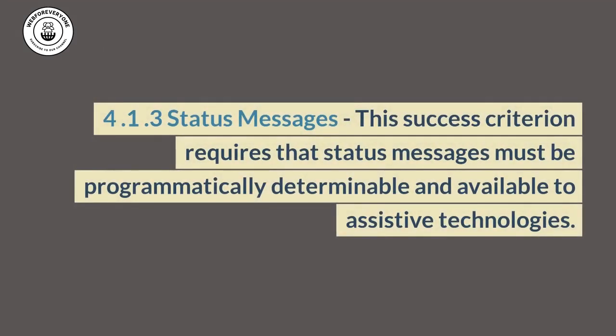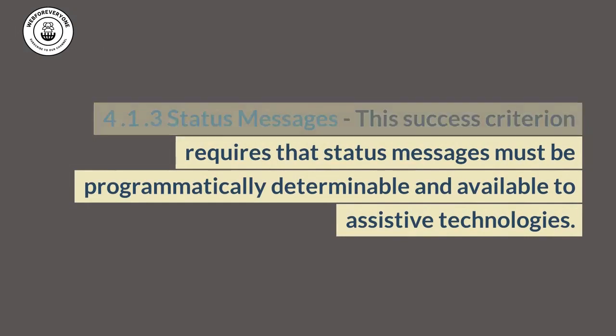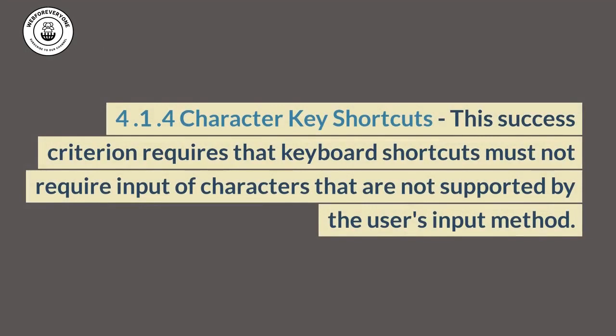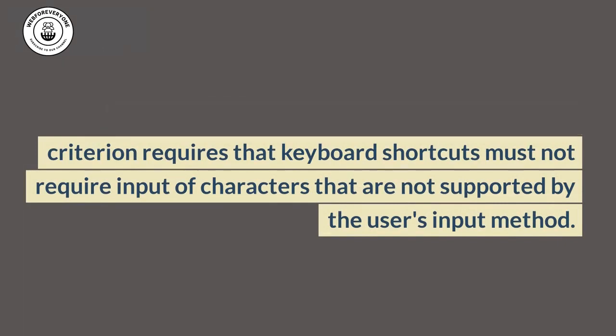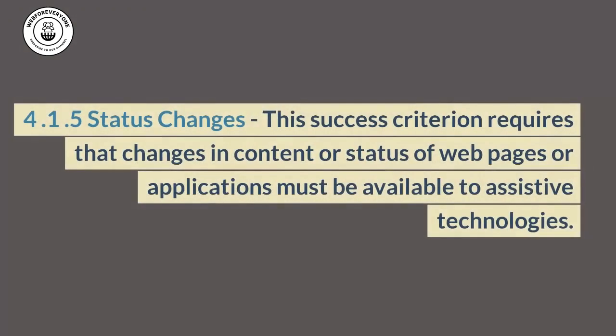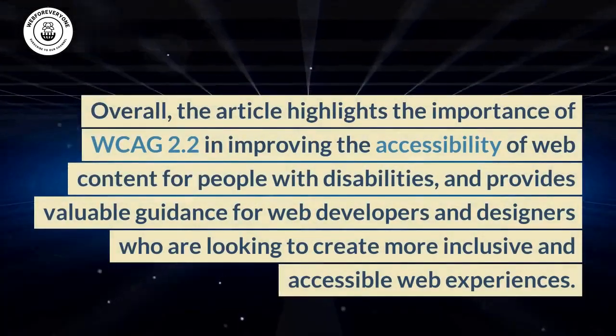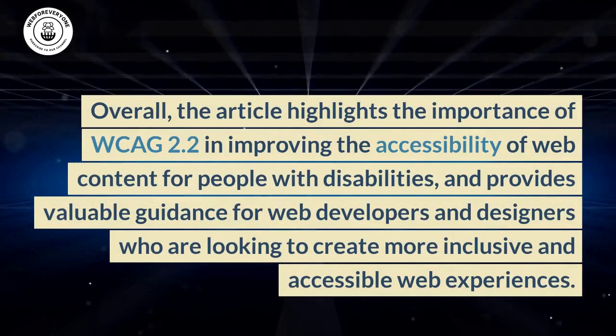4.1.3 Status Messages. This success criterion requires that status messages must be programmatically determinable and available to assistive technologies. 4.1.4 Character Key Shortcuts. This success criterion requires that keyboard shortcuts must not require input of characters that are not supported by the user's input method. 4.1.5 Status Changes. This success criterion requires that changes in content or status of web pages or applications must be available to assistive technologies.